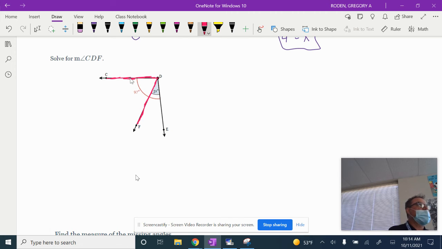Now, it's not 97 degrees. Do you guys understand that? The entire angle from here to here is 97 degrees. So how could we figure out the measure of angle CDF? Will, you want to pull me a stick? All right, Austin, how can we figure that out? You do 97 minus 31.